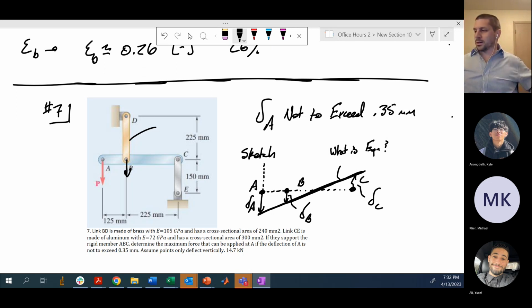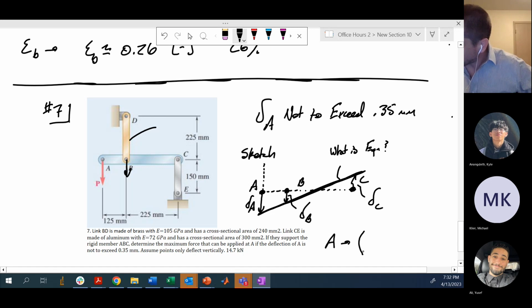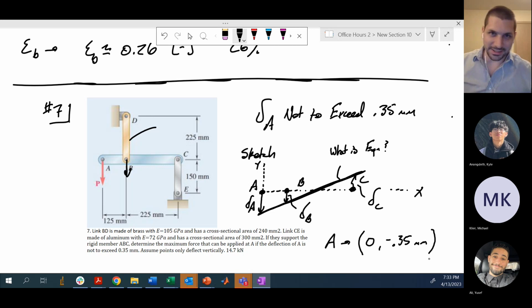Well, I have point A, and I know the coordinates of that. According to this, it's at x location 0, if this is like an xy coordinate system, and y coordinate negative 0.35 millimeters. That's the max I can allow, right? That's where it goes.